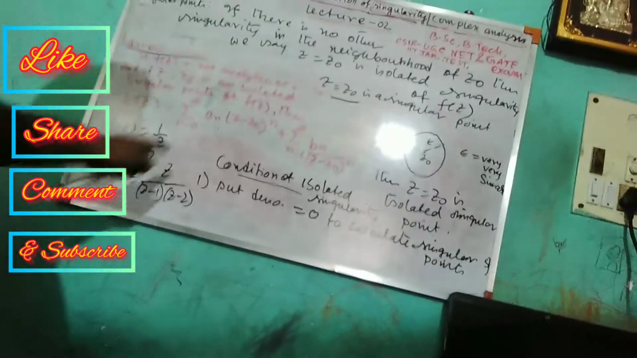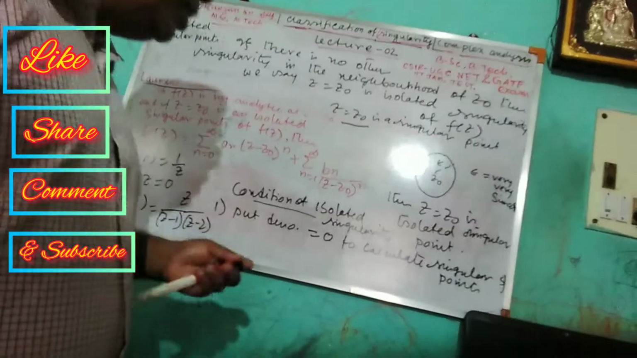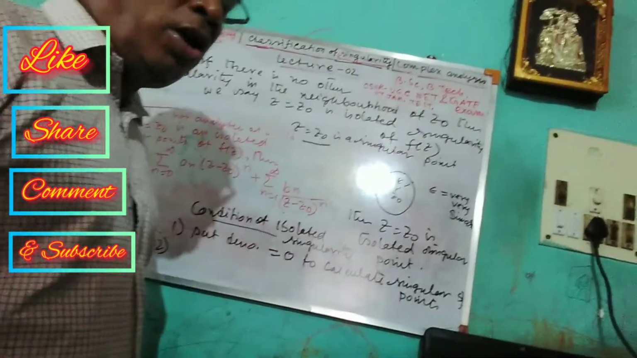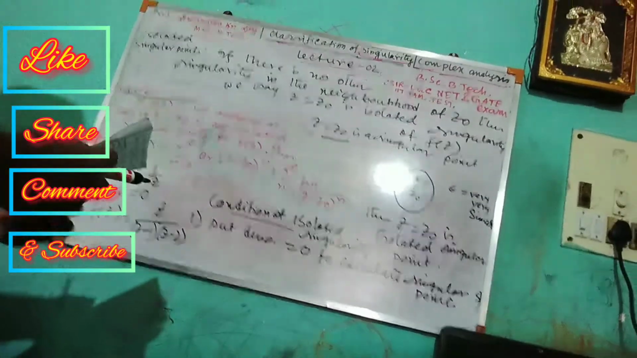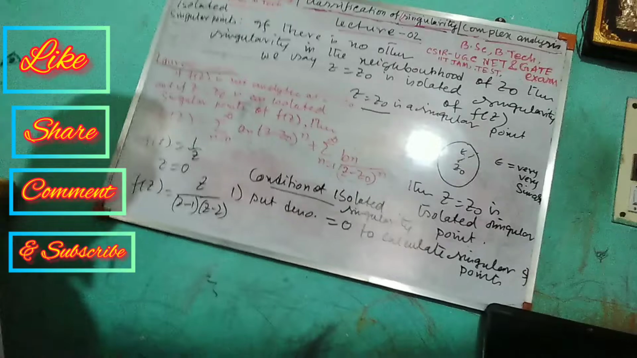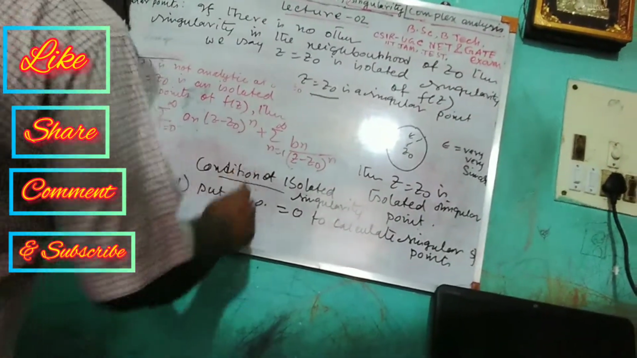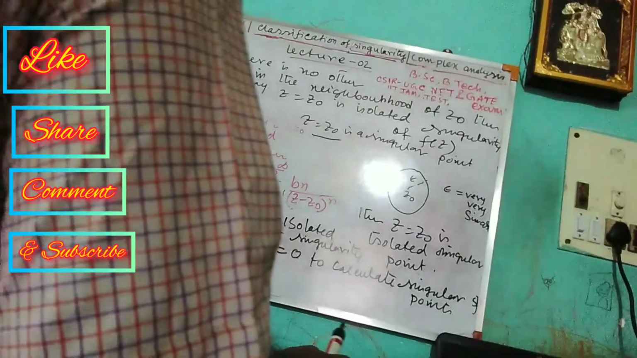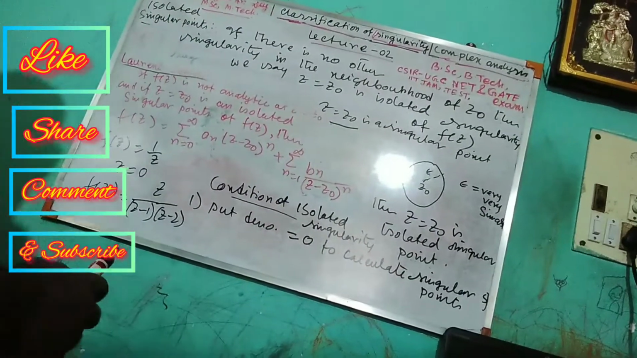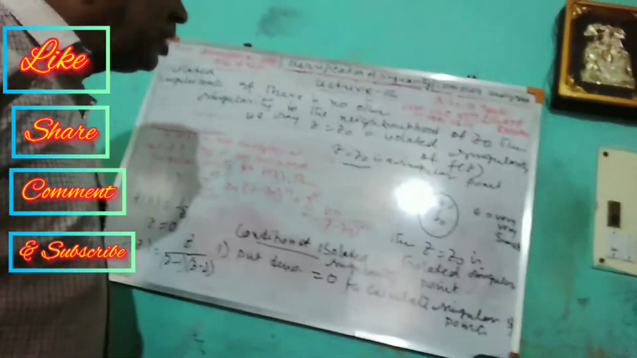In my next video, we will understand whether a singular point is essential, non-essential, that is a pole, or another type, that is removable singularity, using Laurent series. We will see removable singularity in lecture 3, and you will understand essential singularity.